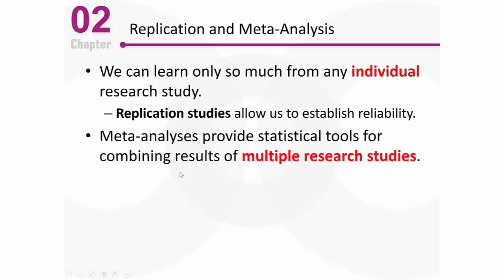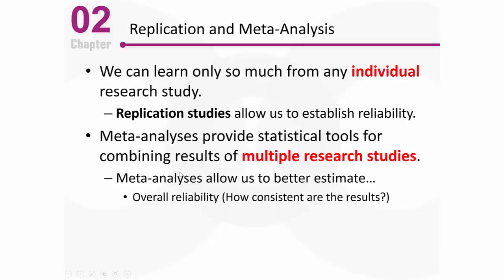Well, meta-analyses are related to that because meta-analyses allow us to take a variety of similar studies and pull them all together to find out overall what's going on. Meta-analyses essentially allow us to get a better estimate of two things: the overall reliability of the result, in other words, how consistent are the results. So let's say we pull together a variety of research studies that are very similar, that are studying watching violent TV and later aggressive behavior. If we take a variety of those individual research studies and put them together, we can have a good sense of how consistent the results are.